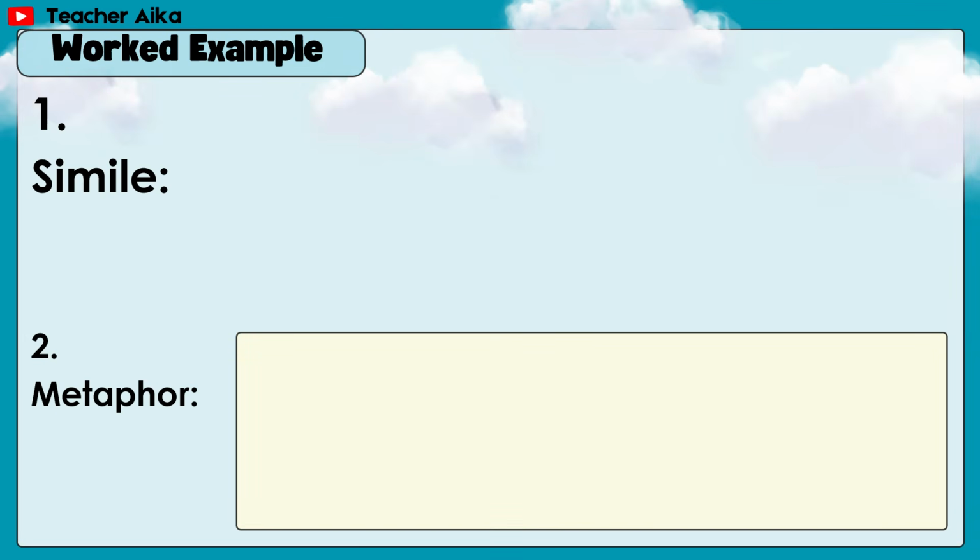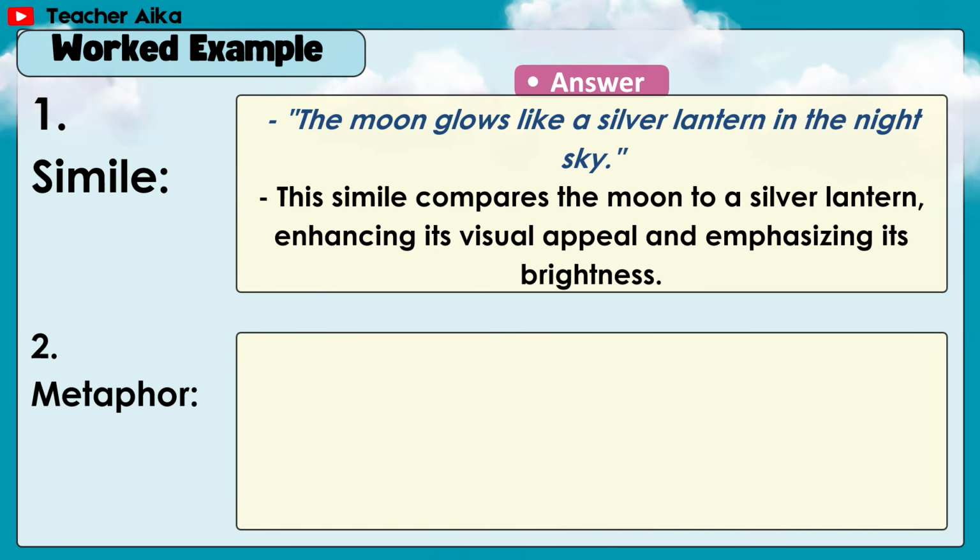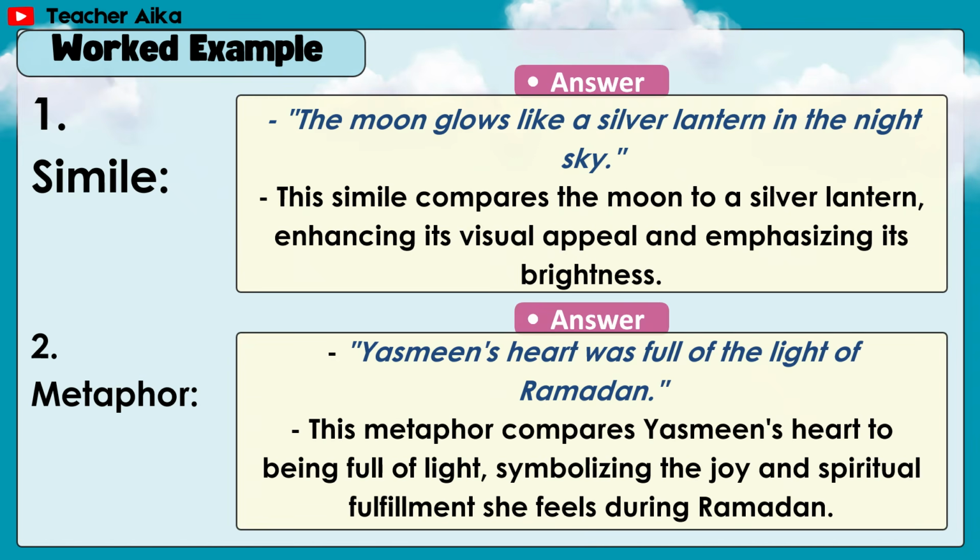Worked example. Number 1, simile. Answer, the moon glows like a silver lantern in the sky. The simile compares the moon to a silver lantern, enhancing its visual appeal and emphasizing its brightness. Number 2, metaphor. Yasmin's heart was full of the light of Ramadan. This metaphor compares Yasmin's heart to being full of light, symbolizing the joy and spiritual fulfillment she feels during Ramadan.